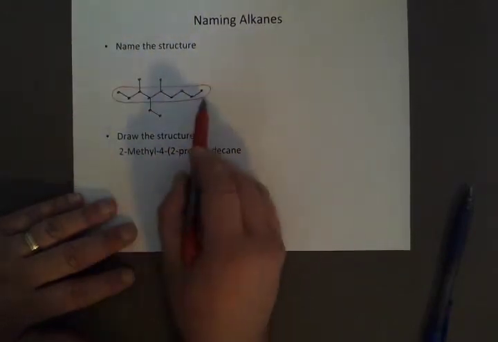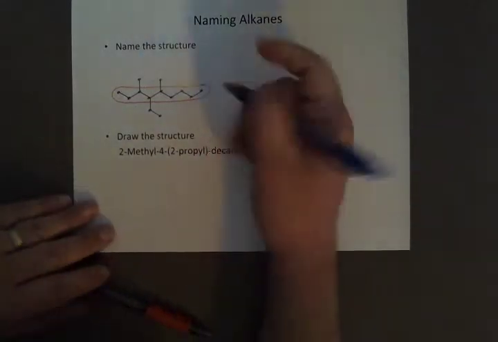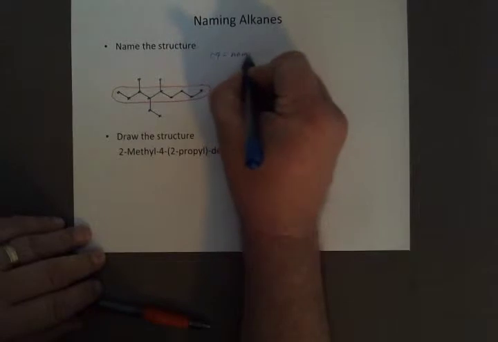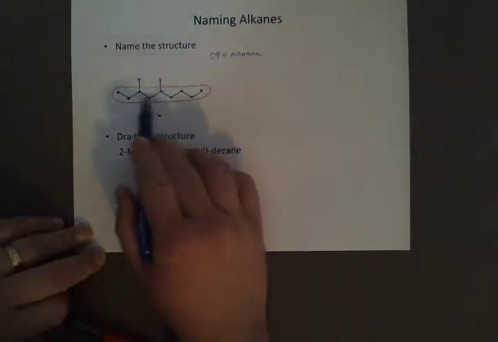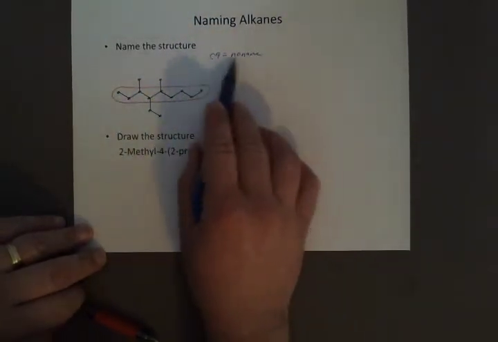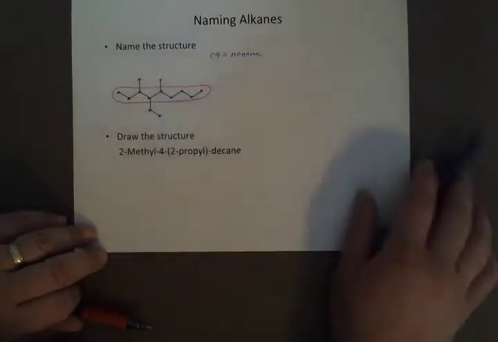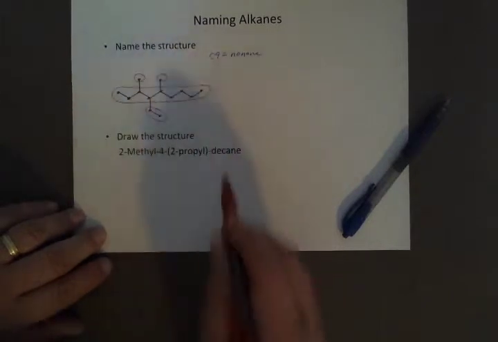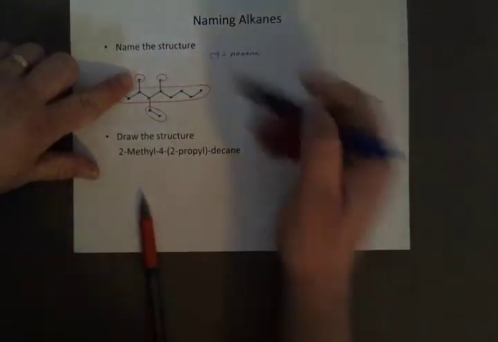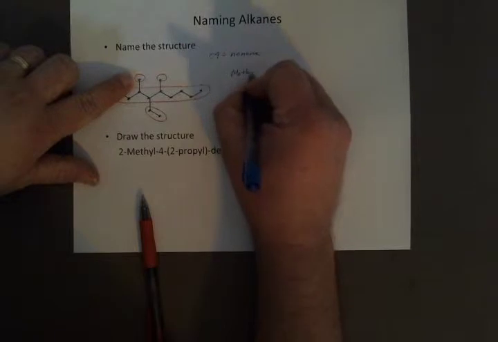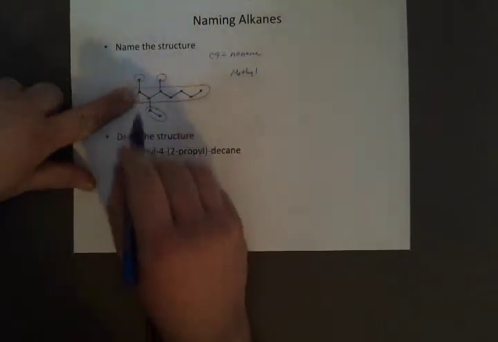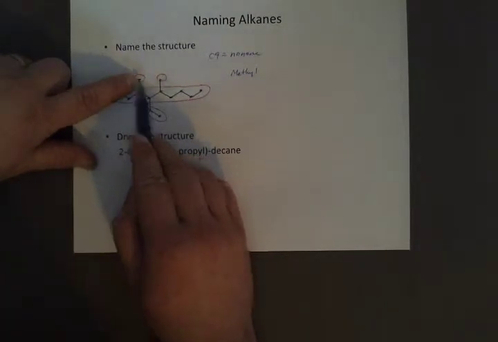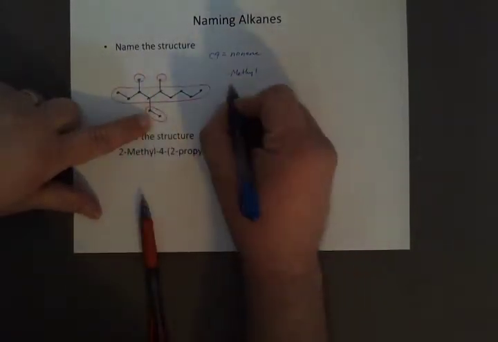So that main chain is C9, so that's nonane. Those 9 carbons are taken care of with this name. Now we're going to deal with these guys here. We have a 1 carbon piece, so that's a methyl. We don't count that one down there, that's part of the main chain. It's just a 1 carbon piece away. Next up is a 2 carbon piece, so that's ethyl.